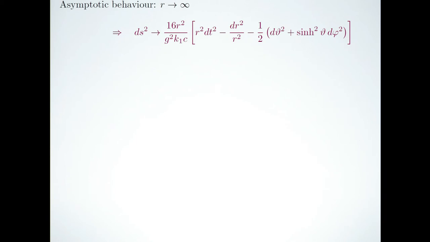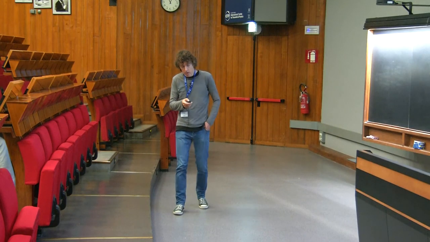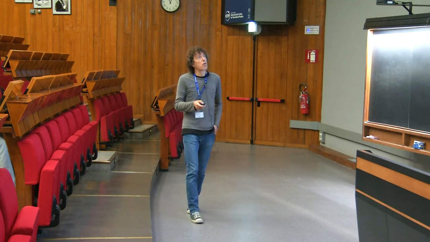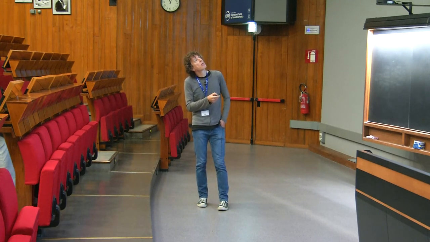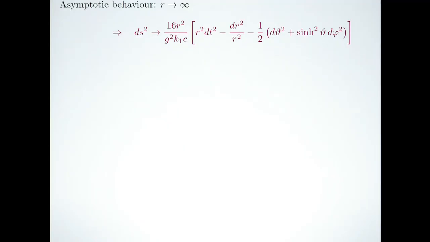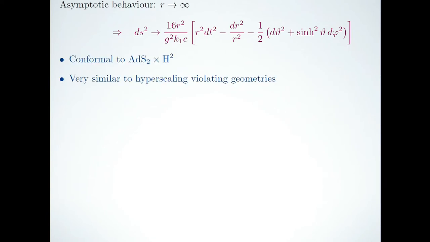But what is the asymptotic behavior for large R? So you might guess that it is AdS4, but this is not true. For R going to infinity, the metric goes to this metric here, and you see that in the bracket, I changed the signature, sorry, this is AdS2, and this is H2. But you have a conformal factor in front of the bracket. So the UV geometry is conformal, due to this conformal factor, to AdS2 cross H2. And this is actually very similar to what is called a hyperscaling violating geometry.